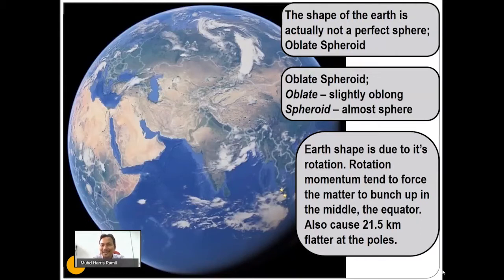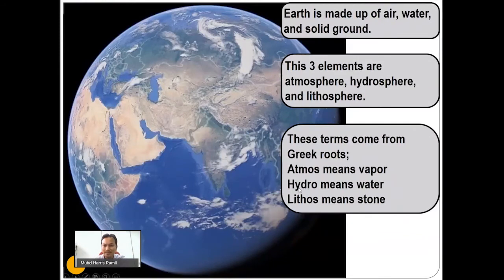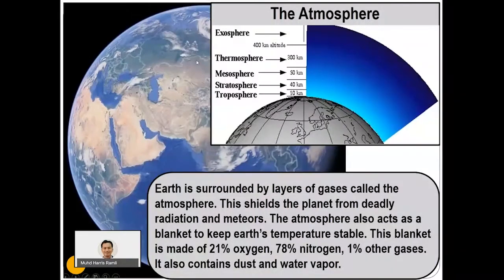So Earth is made up of air, water, and solid ground. You have three elements: atmosphere, hydrosphere, and lithosphere. The names come from Greek roots. Atmos means vapor, hydro means water, and lithos means stone. The atmosphere is about 50 kilometers, the hydrosphere 40 kilometers, and the troposphere is 10 kilometers from the Earth's surface.